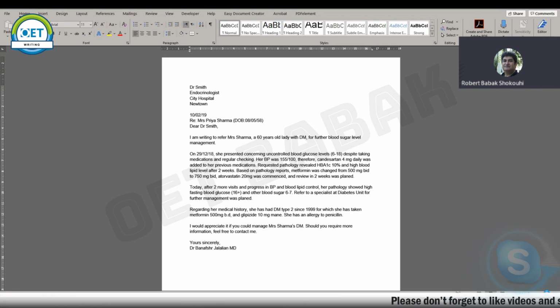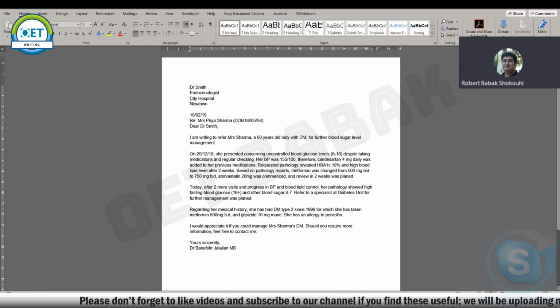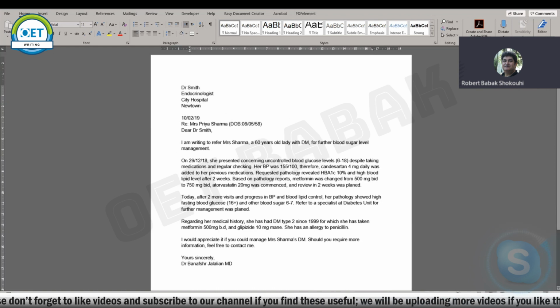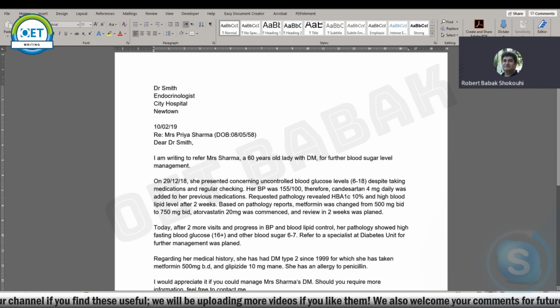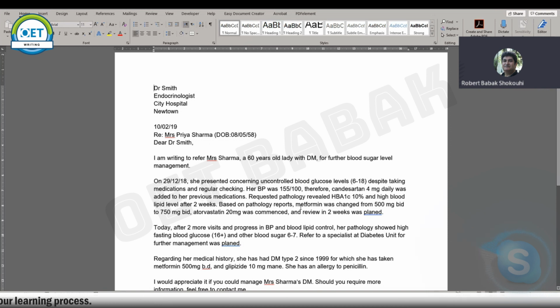I'm writing to refer Miss Sharma, a 60-year-old lady with diabetes mellitus, for further blood sugar level management. Okay. So on 29th of December, she presented concerning uncontrolled blood glucose levels. Despite taking medication and regular checking, her BP was 155/100. Therefore, candesartan 4 milligrams daily was added to her previous medications.